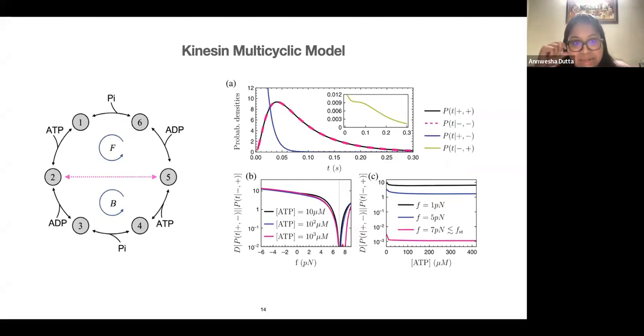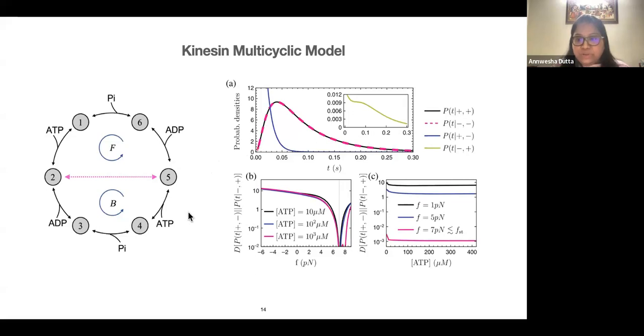Now moving on to the kinesin multicyclic model. So here we have a molecular motor, a transport motor, which has two cycles. In contrast to the previous case, here the forward and the backward cycles both take energy, ATP, to transduce energy into mechanical movement. But since there is a symmetry between the two cycles, forward and backward, the intertransition times for the repeated transitions have exactly the same distribution, but that is not the case in general for multicyclic models.